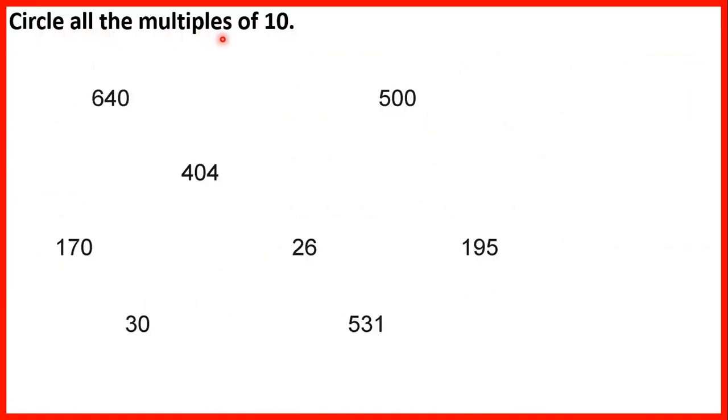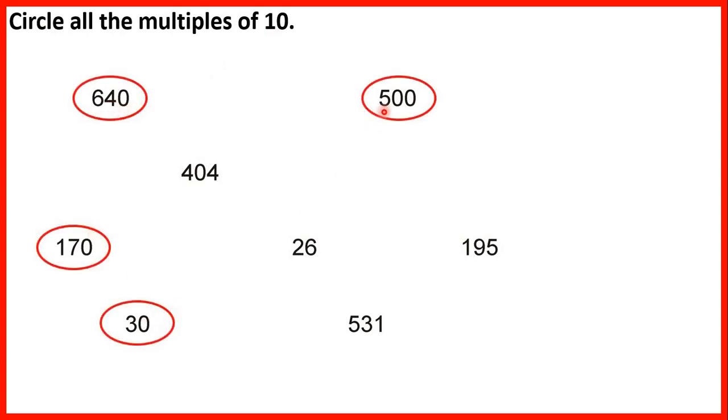Circle all the multiples of 10. So remember, a multiple of 10 will be a number in the 10 times table, or a number that can be divided by 10 without giving a remainder. And all multiples of 10 end in a 0. So to circle the multiples of 10, all we need to do is to circle the numbers that end in a 0 and leave the numbers that don't end in a 0.